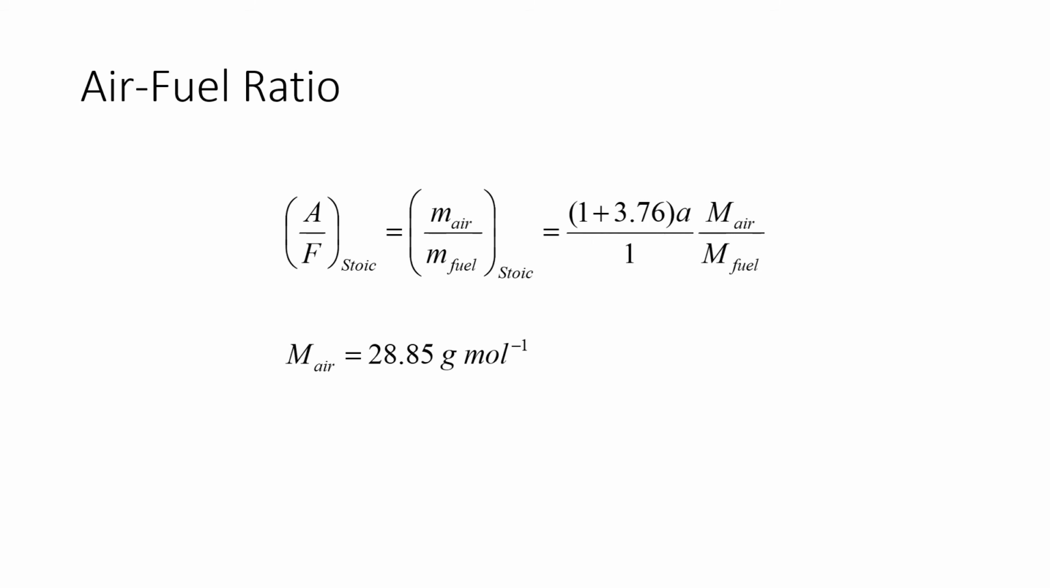Stoichiometric air to fuel ratio is given by the mass of air divided by mass of fuel. Mass of air is given by the total number of moles of air times molar mass of air. Mass of fuel is equal to 1 times molar mass of fuel. And we can take the molar mass of air as 28.85 gram per mole.